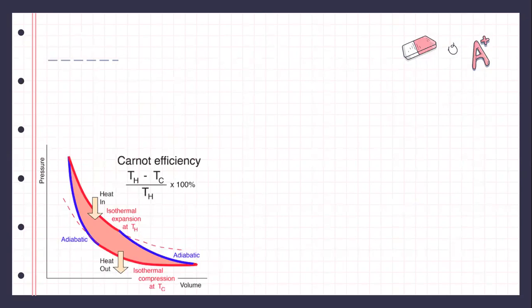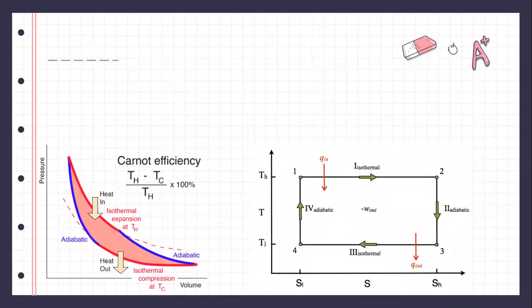here we have the pressure-volume and the temperature-entropy diagram of the Carnot cycle. This one is the PV diagram, pressure-volume diagram, and the TS diagram, temperature-entropy diagram.